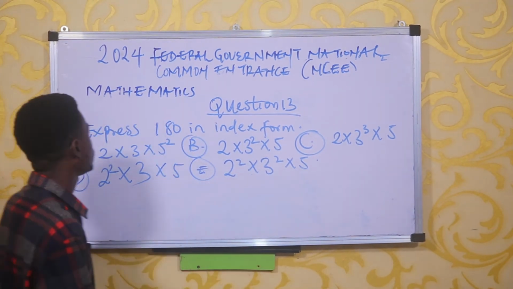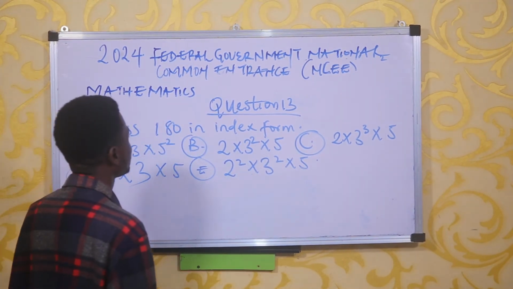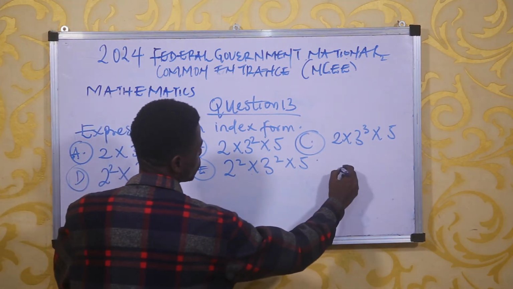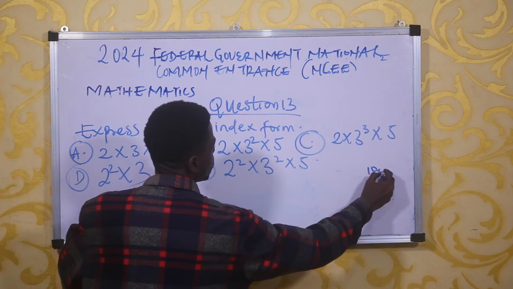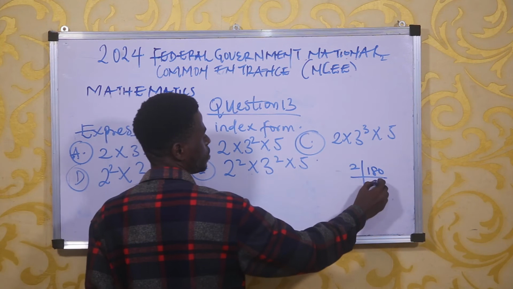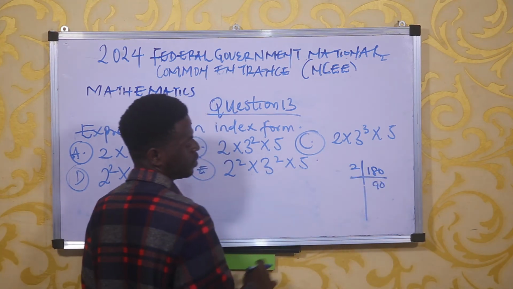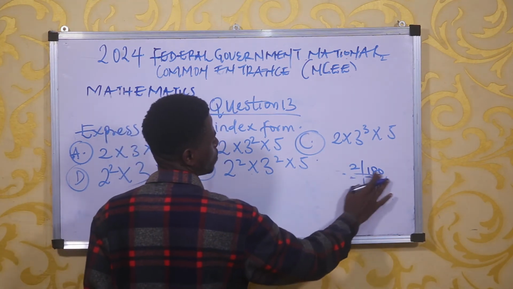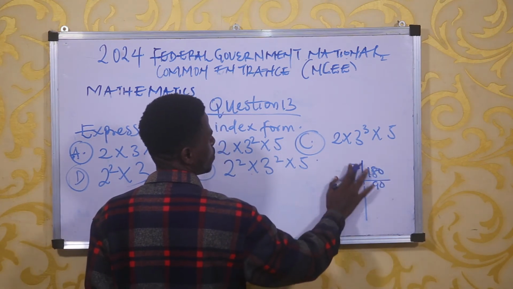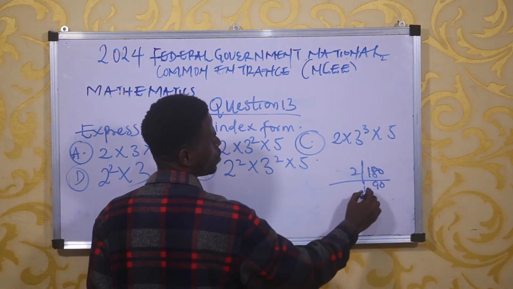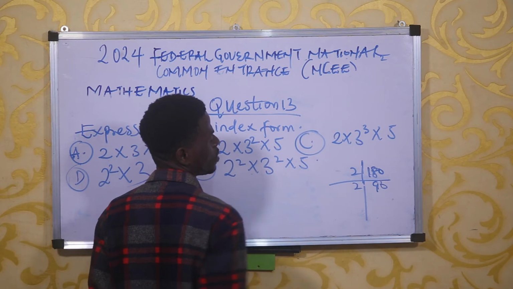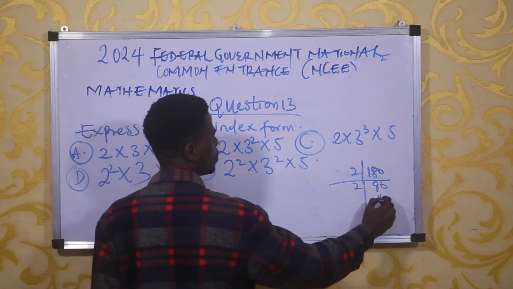Yeah, question 13. Question 13 says: express 180 in index form. So this is 180. Let's go. 180 divided by 2 gives us 90. We'll divide it again. 2 can still divide 90 as well. 2 into 90 is 45. Take note of that.